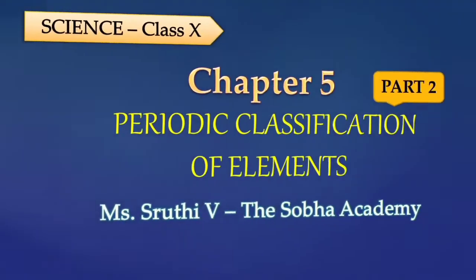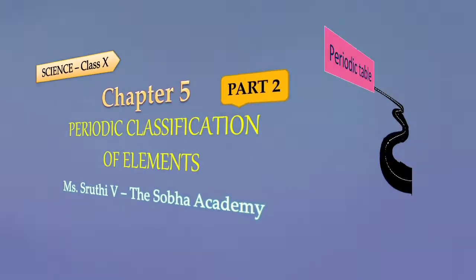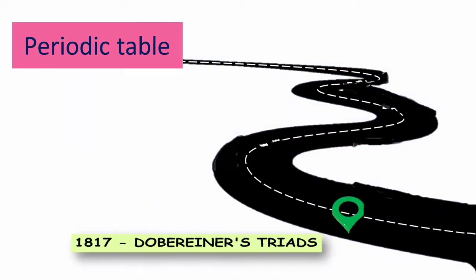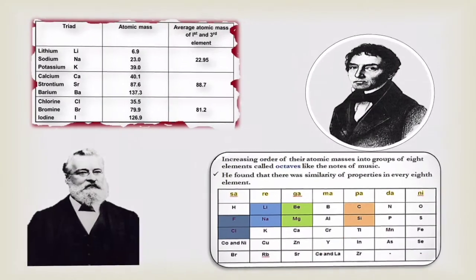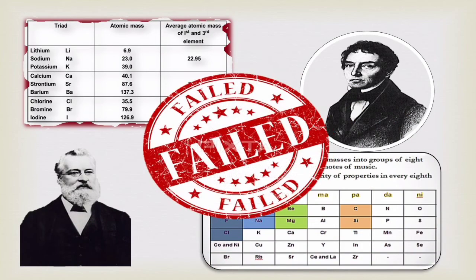Welcome to the second video of the chapter Periodic Classification of Elements. The first step towards the development of a periodic table was done in 1817 by Dobereiner through his triads. The limitations in Dobereiner's triads gave rise to Newlands' octaves in the year 1866. In the previous video, we had seen that Newlands' octaves also had certain limitations.